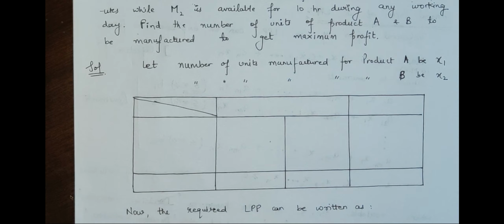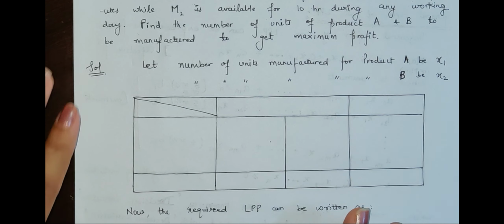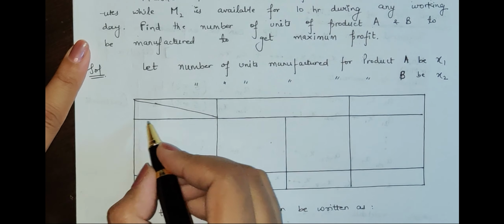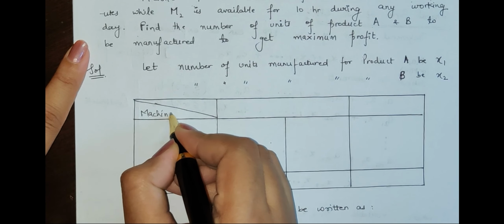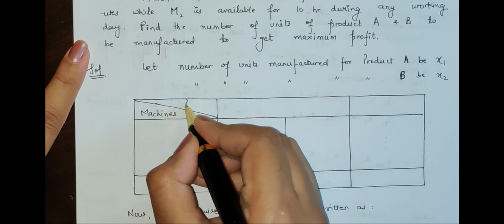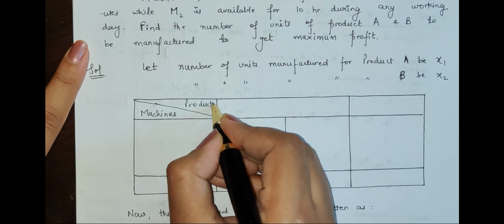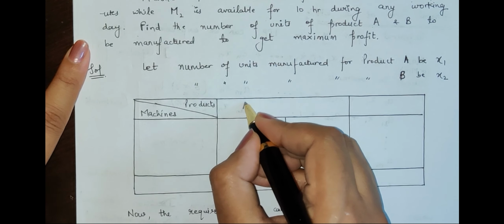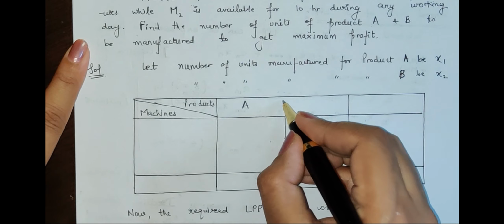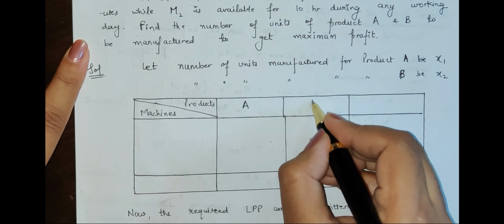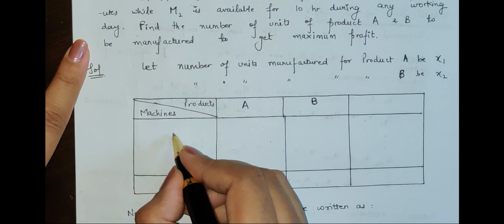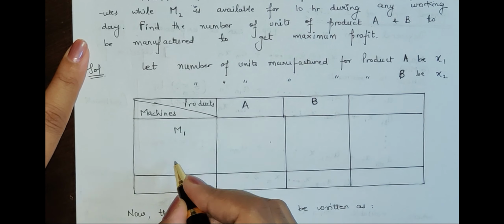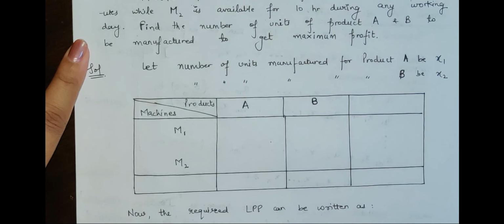So the information we are receiving in the question, we will first put into the table. We know there were two machines and two products. What were my products? The first product was product A, and the second one is product B, right? And then we have two machineries. The first one was M1 and the second one was M2, correct?